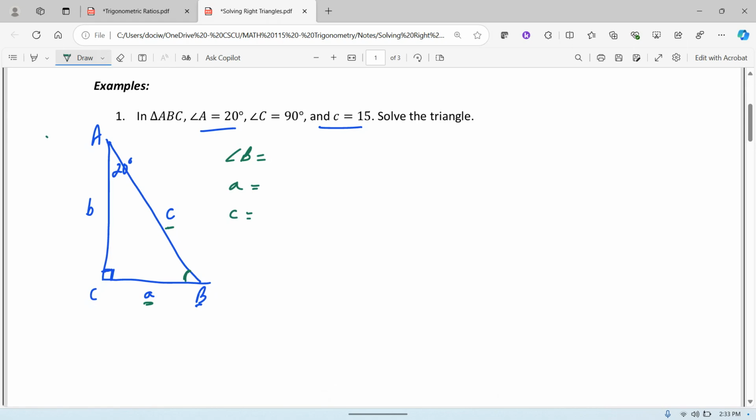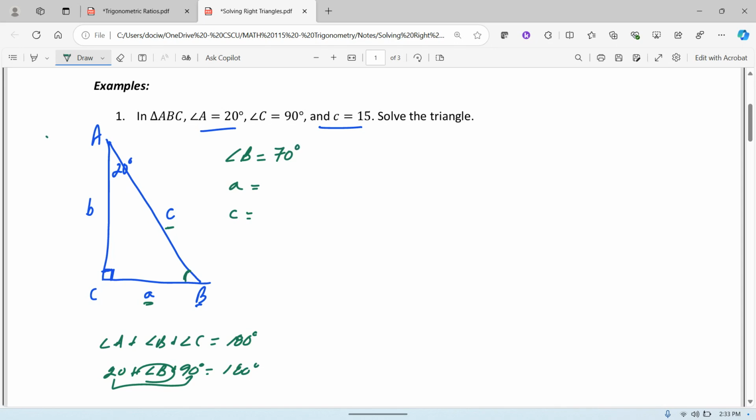To find the measure of angle B is not too difficult because if you recall, the 3 angles of a triangle add up to 180 degrees. So angle A plus angle B plus angle C is 180. If angle A is 20 degrees, we don't know angle B, but angle C is 90 degrees. Notice that these 2 angles add up to 110. That means the remaining value for angle B would be 70 degrees.